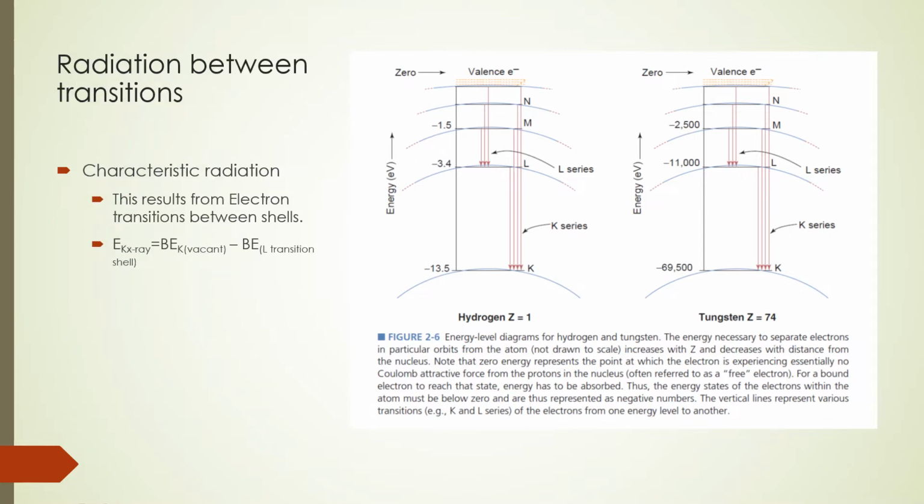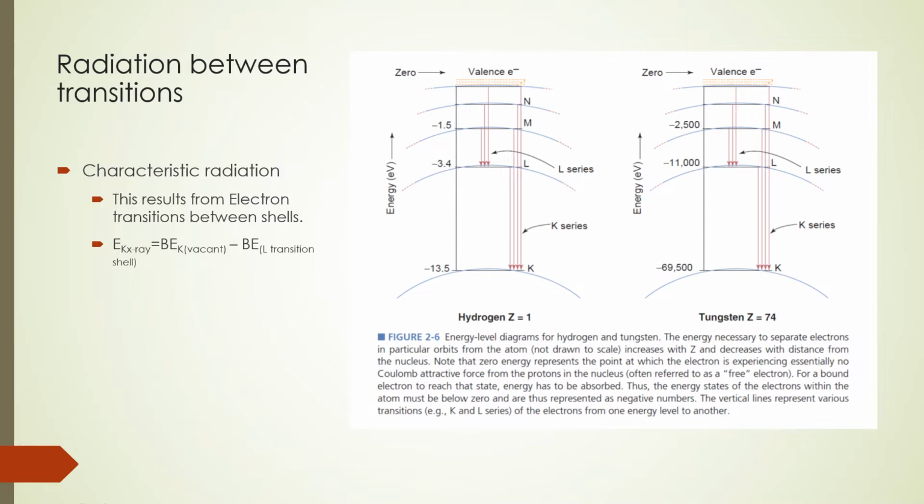Once electrons transition between energy levels, there is a release of energy in the form of X-ray radiation. The radiation is called a characteristic X-ray radiation because it is unique to the atom involved. Its energy is the difference between the vacant shell energy and the transition shell energy. Transitions between adjacent shells are labeled with alpha, and transitions of non-adjacent shells are labeled with beta.